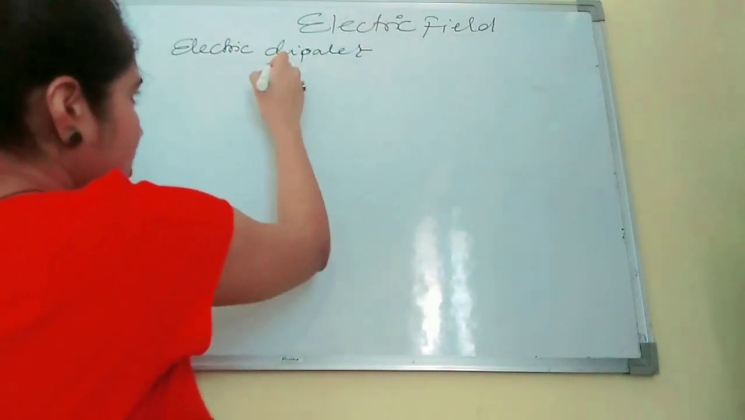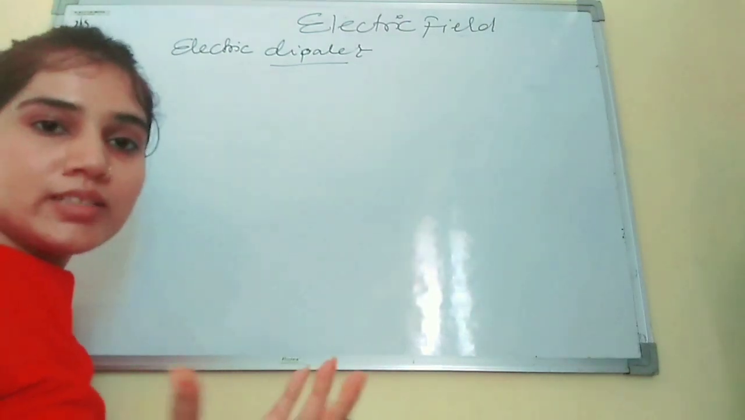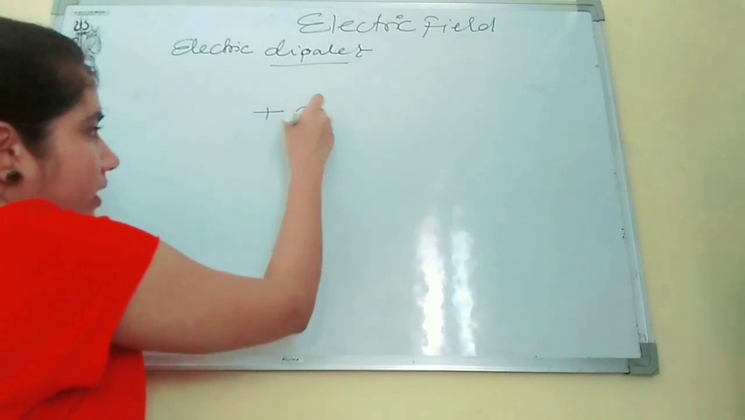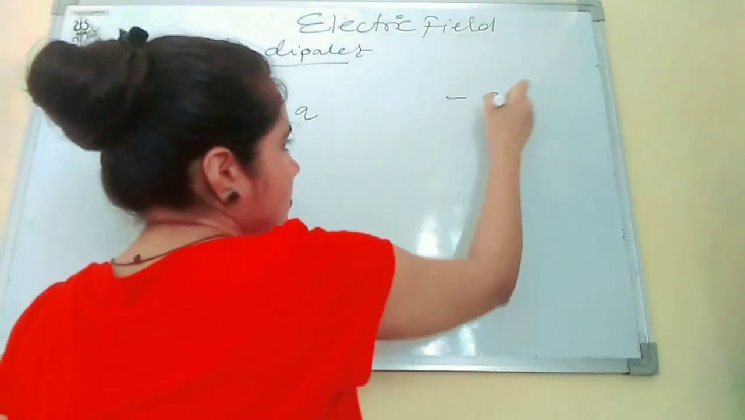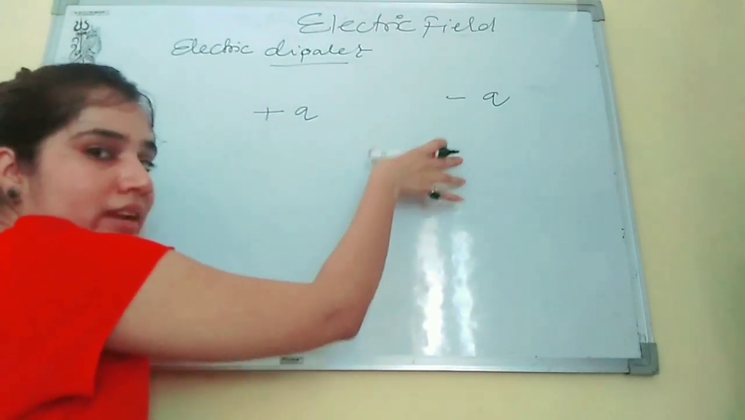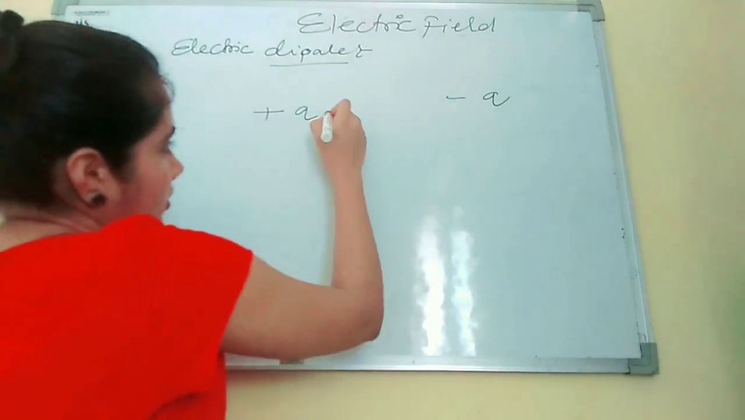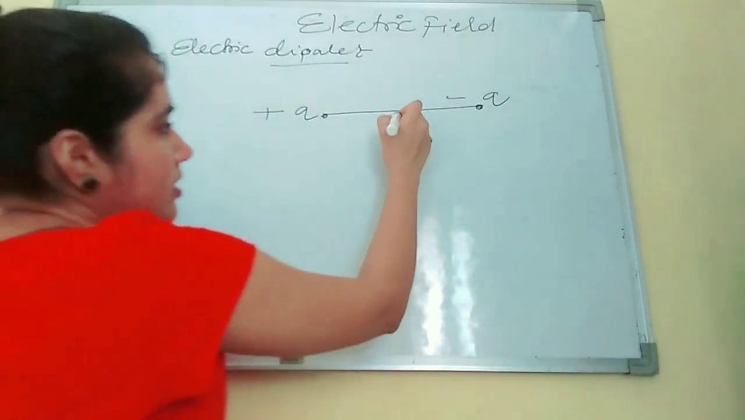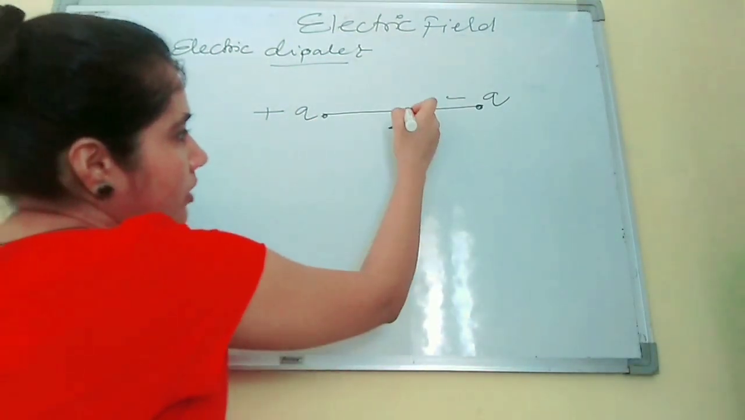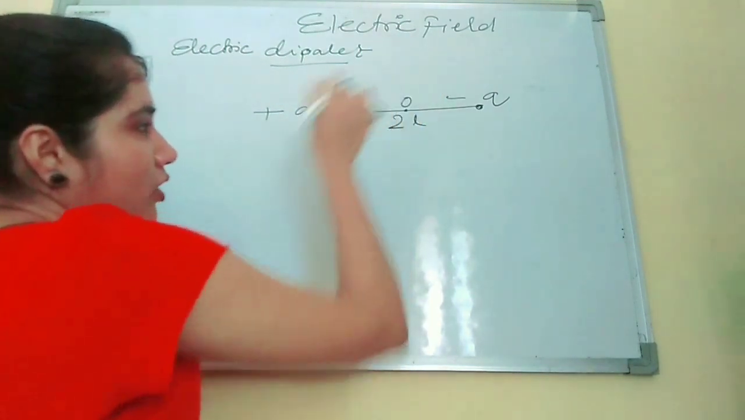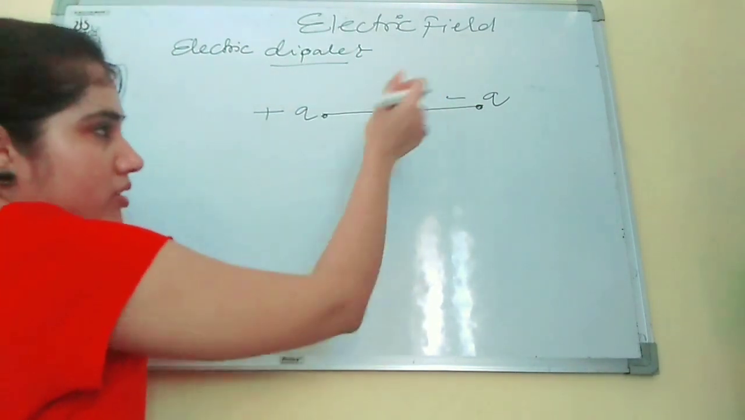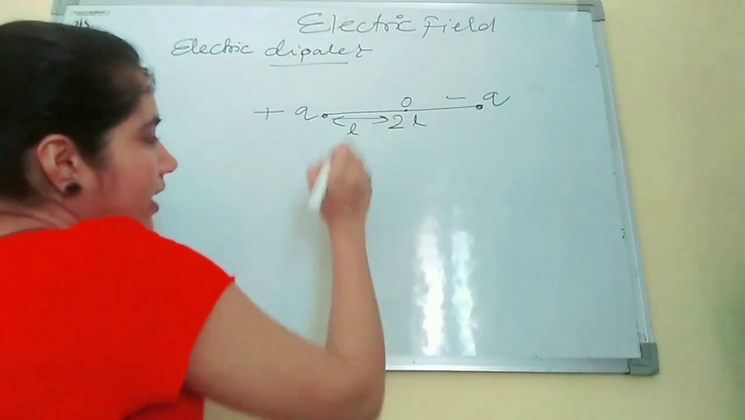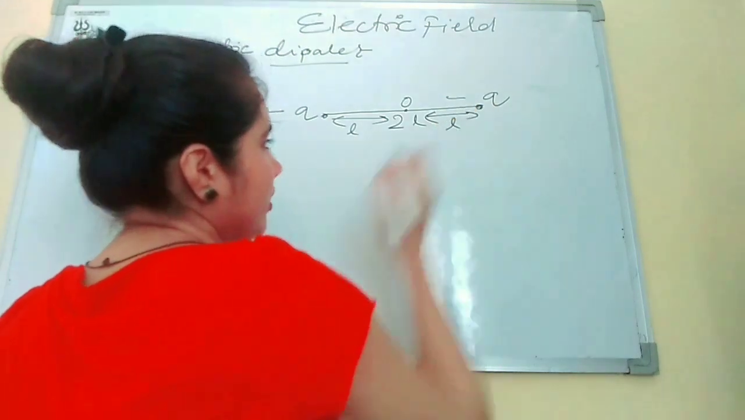From the name, this term dipole, you can easily understand there are two poles. Suppose we have two charges, one is plus q and another is minus q, and they are placed in some electric field region and separated by some distance, that is 2l. This will be the center point between the two charges, so it divides equally, that is l and l.